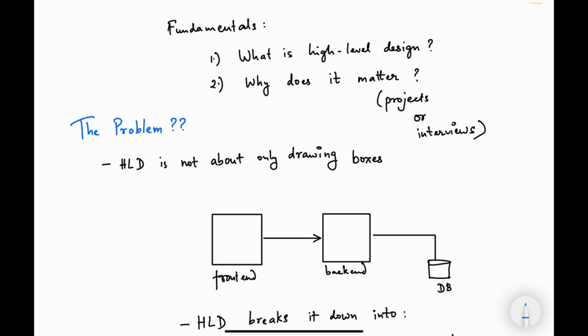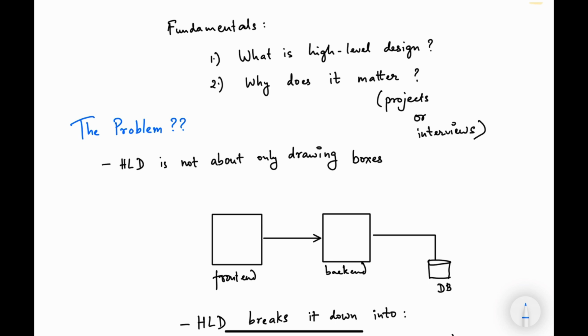So the first section is the fundamentals. And in this very first episode, we'll tackle two very basic questions. What is high level design and why does it even matter? And this will be from two perspectives, that is from a projects or even from an interview perspective.